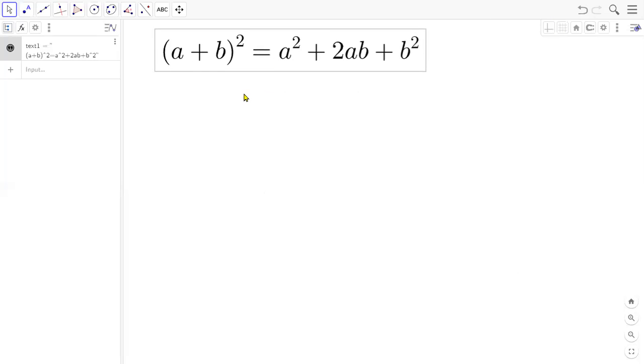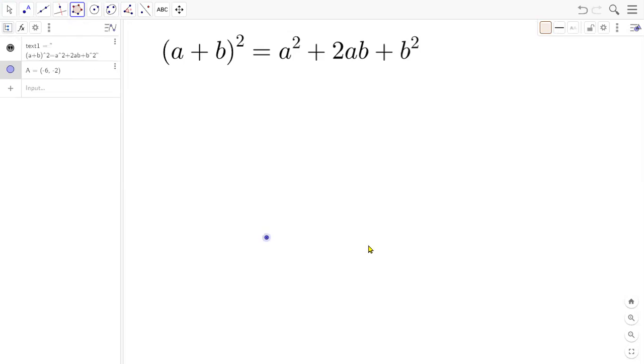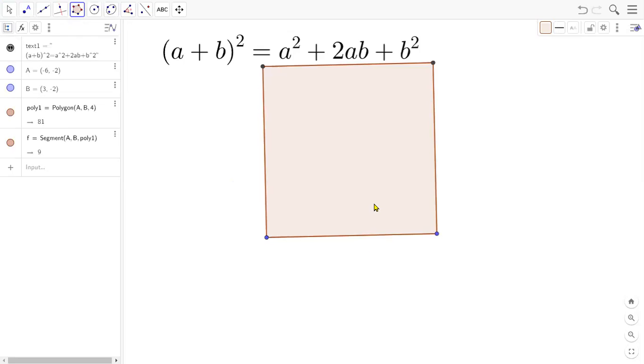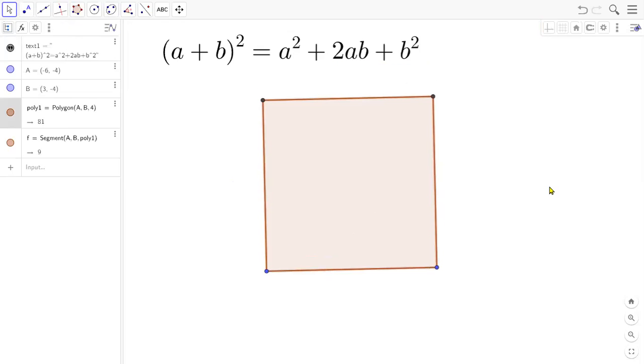First of all, let me make a square of the side length a plus b. Here, a plus b, let me make a square of the side length a plus b. Let me just make a square first. Here I have just made a square. Let's suppose the side length of this square is a plus b.